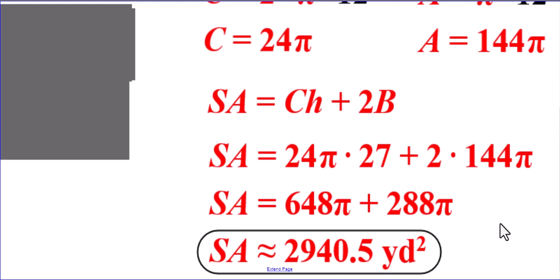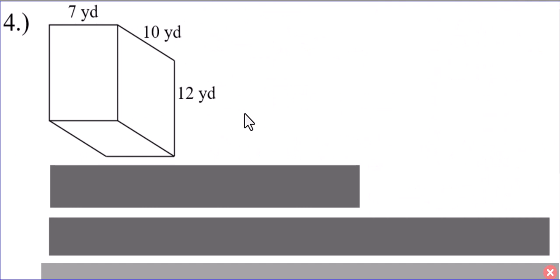2,940.5 square yards when you round to the nearest tenth. Did the directions say to do that? I can't remember if they did or not. All right, problem number 4.